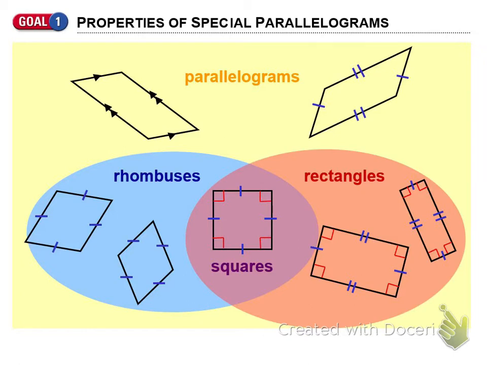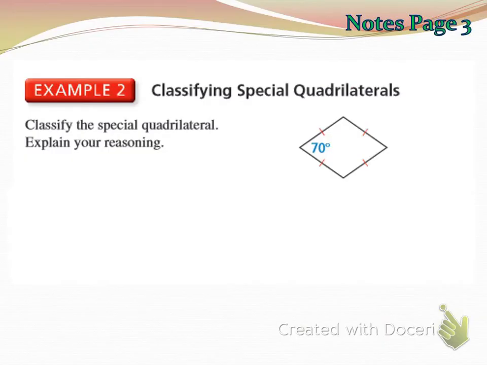180, which is supplementary. Okay, and then we don't have any diagonals drawn yet, but all of those properties apply to a rhombus, a square, and a rectangle. They've got a couple extras, but before we get to them, we're going to classify a quadrilateral. You'll need to be able to do this on your test, not your quiz, sorry.